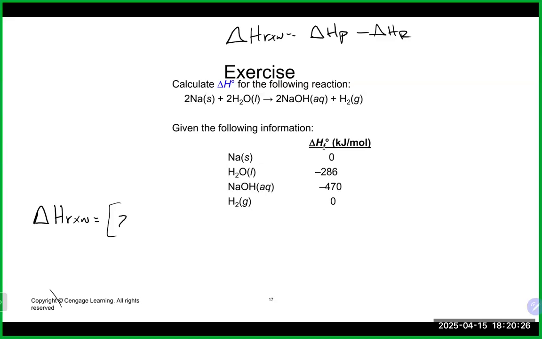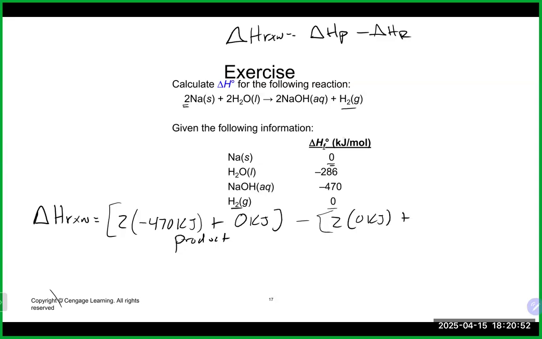So we have two NaOHs at minus 470. We have an H2, and as I mentioned before, these are typically going to be 0 type values. That takes care of all of our products, our final state. Now we're going to do all of our reactants, our initial state. So we have 2 times our sodium, which is also in the standard state, so that's going to be 0, plus 2 times our water in the liquid state, which is minus 286 kilojoules here.